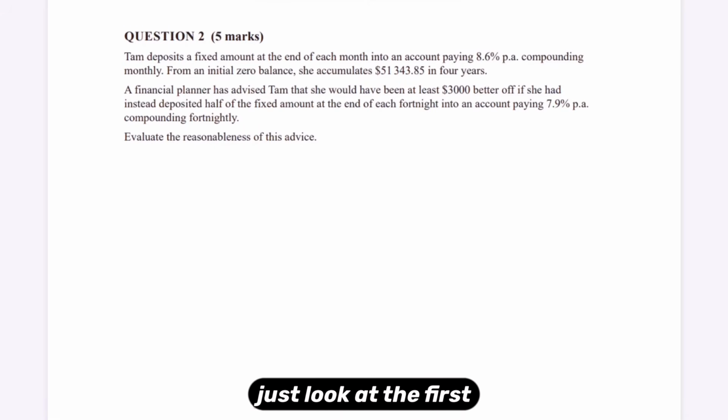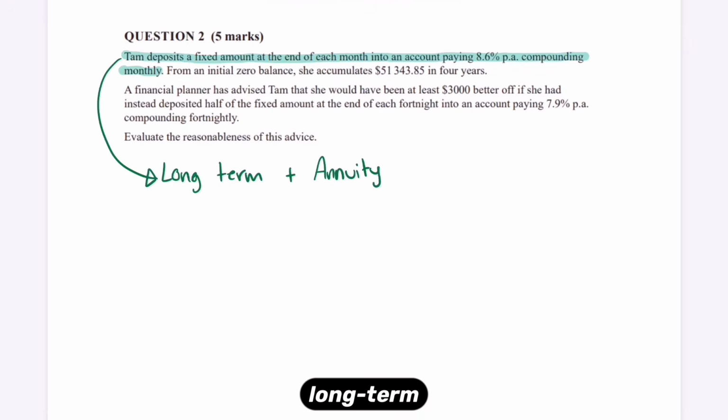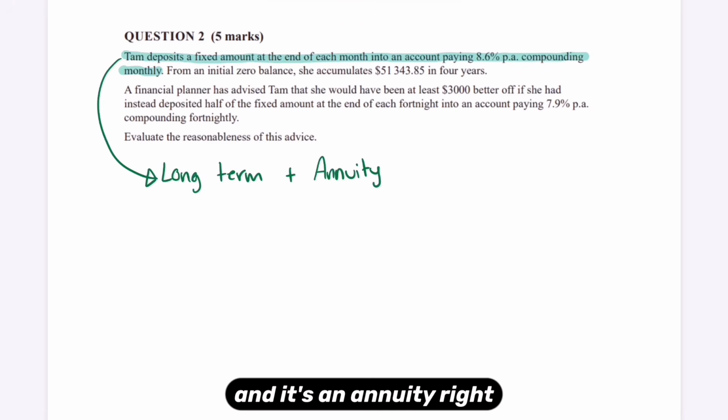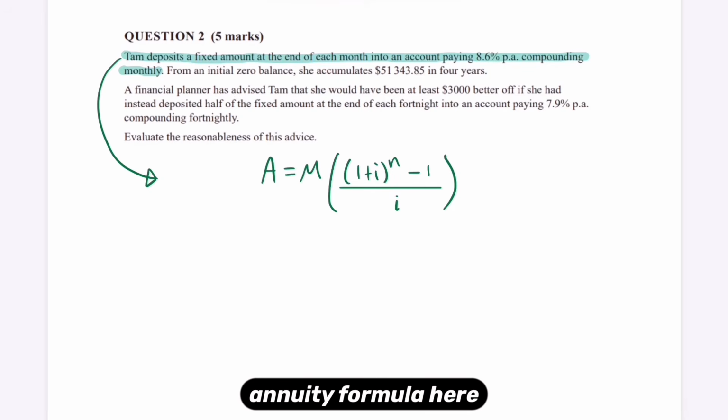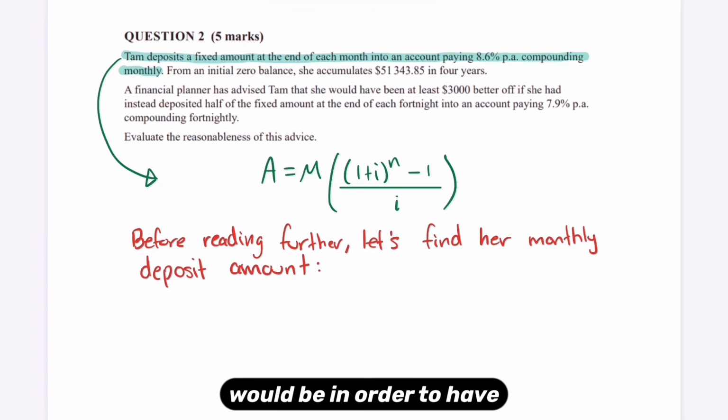Let's just look at the first part. So the first part is long term and it's an annuity, right? Because she's depositing a fixed amount at the end of each month, and that's for 4 years compounding monthly, right? So 48 terms essentially. So I'm going to use the annuity formula here. So what we're going to have to do is let's just find out what her monthly deposit amount would be in order to have accumulated that amount in 4 years.